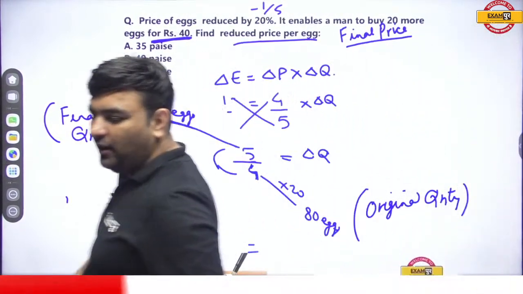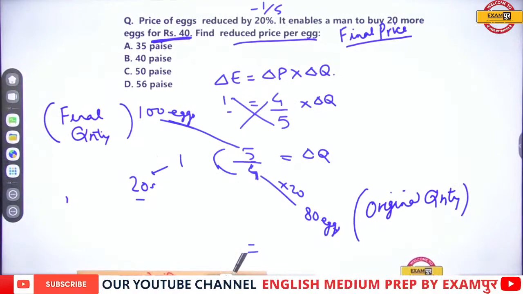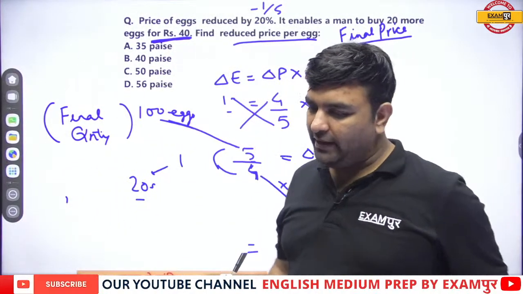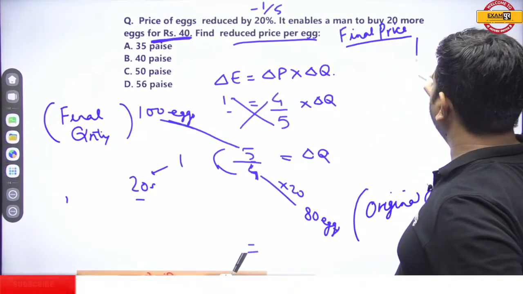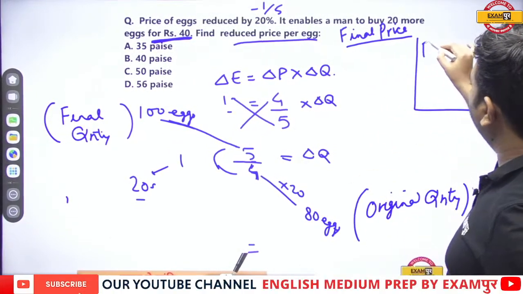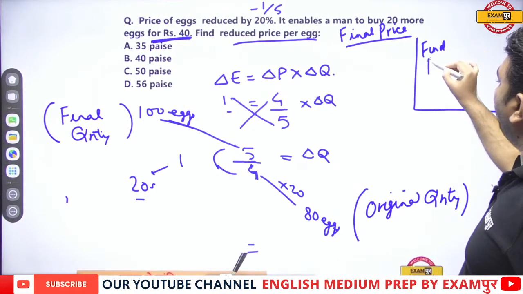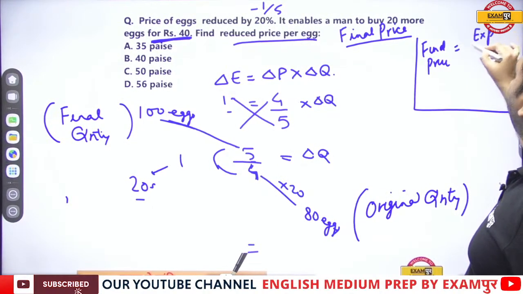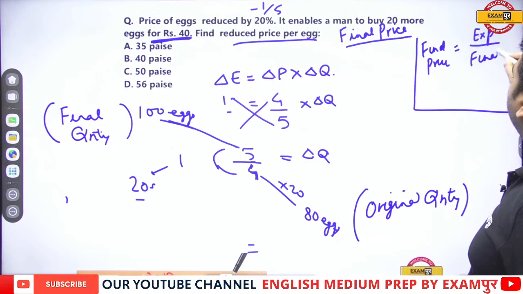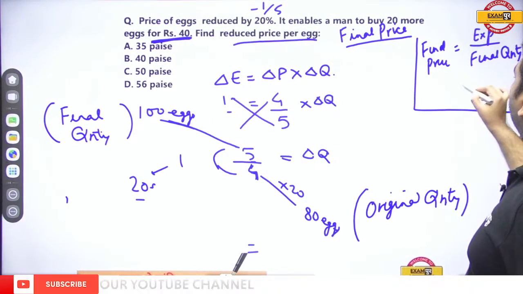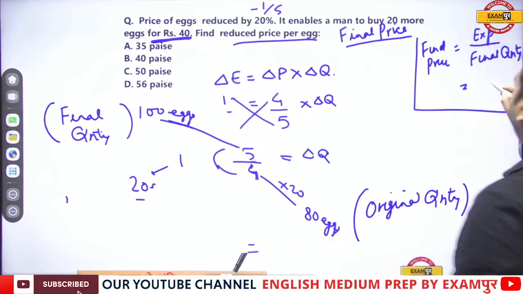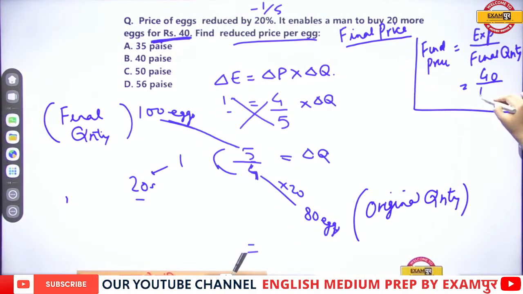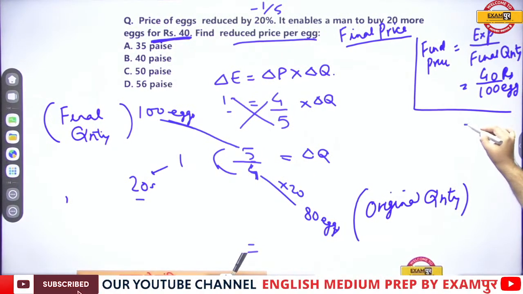For calculating the final price, final quantity is necessary. So the final price is going to be expenditure upon final quantity. What is expenditure? Rupees 40. And the final quantity is 100 eggs, which is about 40 paisa per egg.